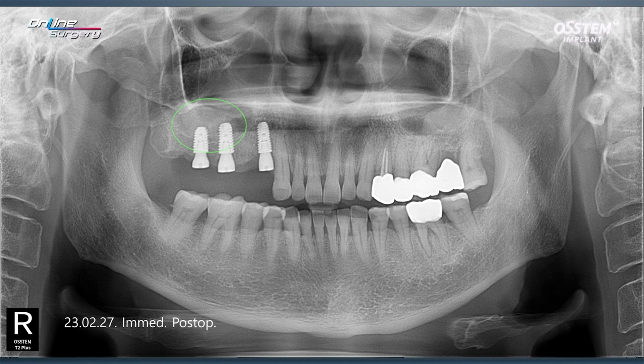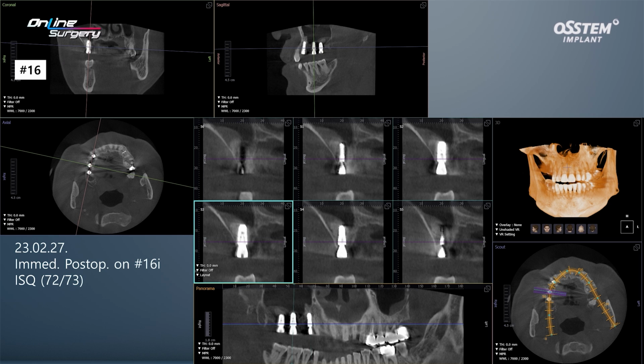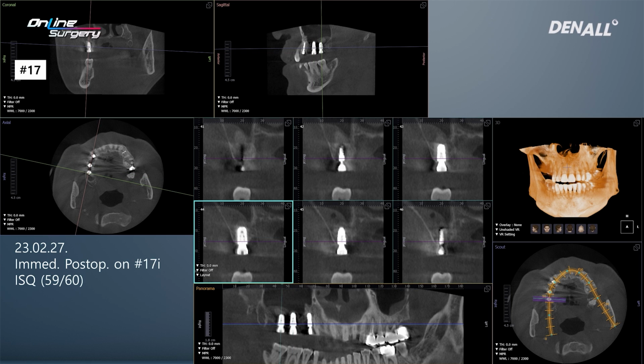This is immediate post-op situation in number 16 and 17. You can see that within sinus cavity, bone graft was performed sufficiently. Cone beam CT was taken. In number 14, as mentioned, after implant placement, AOS collagen was used for GBR in the buccal bone defect. In number 16, as shown, AOS has been grafted into the sinus sufficiently. In number 17, in the same way, bone graft was performed and implant was placed.